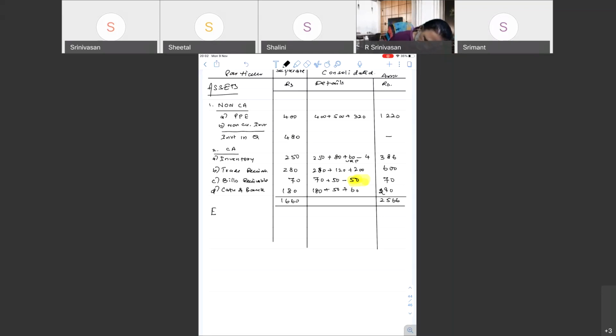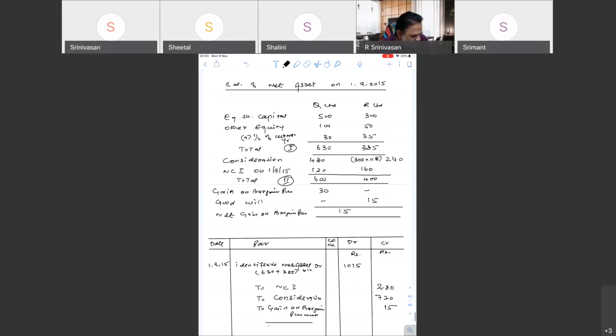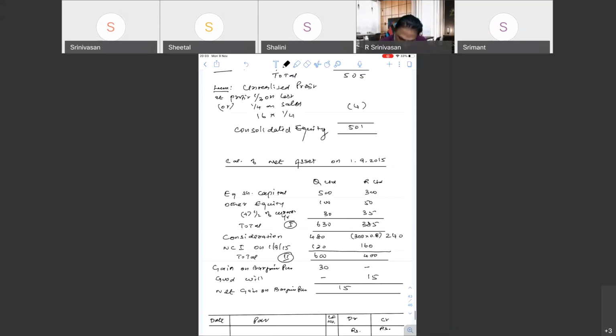So the second is equity and liabilities. Equity share capital. How much is equity share capital? 600. So here also 600. Other equity. Other equity given here is 460. But we have already calculated the other equity. Other equity is here 501. Okay.